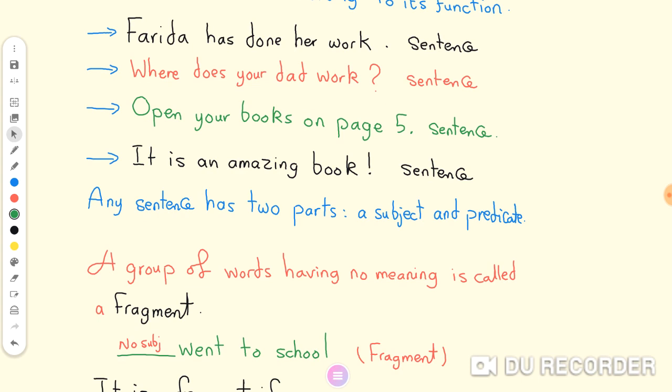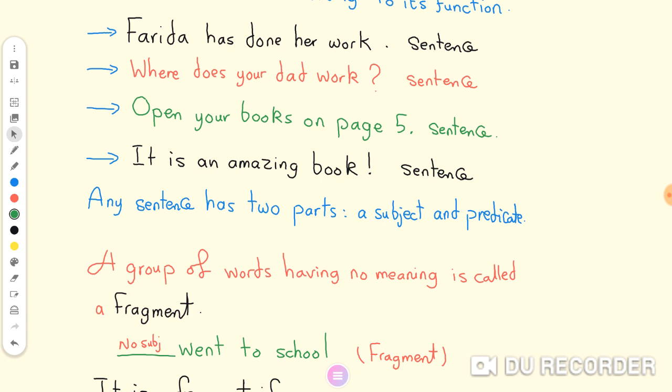A sentence could be an interrogative sentence or a question, like where does your dad work, and it ends with a question mark. If you read this group of words, it has a complete meaning, so it is a sentence. It has a subject, your dad, and its verb does. It has the 2 parts of a sentence, subject and predicate, so it is a sentence.